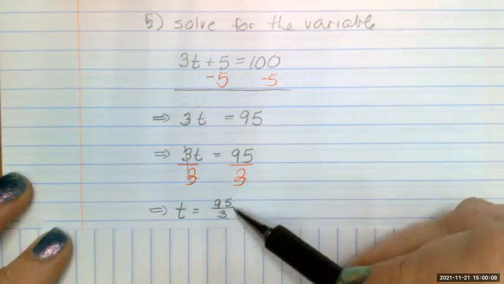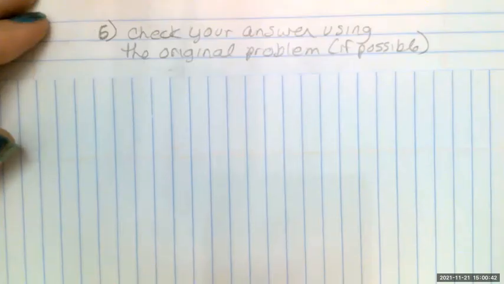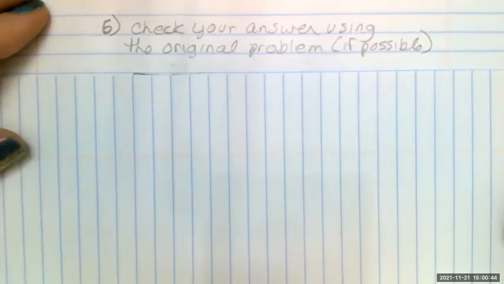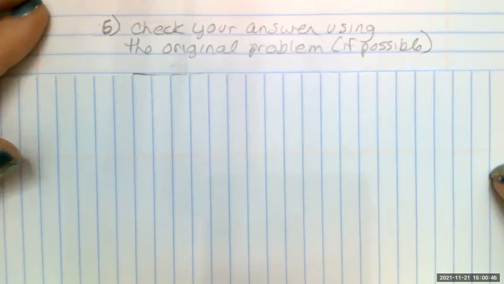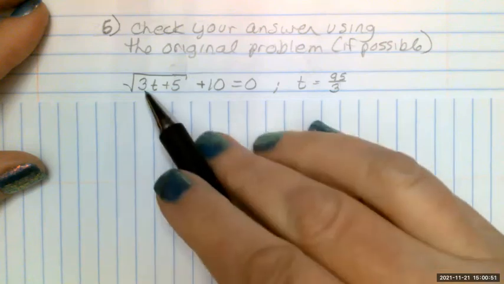That's as far as we're going to go. Step 6 says, I've got to check this answer. Oh joy, another fraction to check. Here we go with step 6. Check your answer using the original problem if possible. All right, there's my original problem.